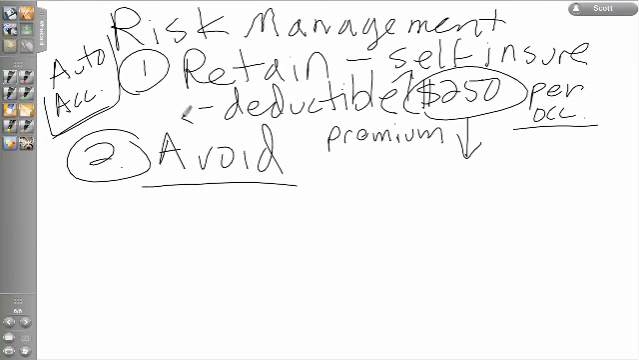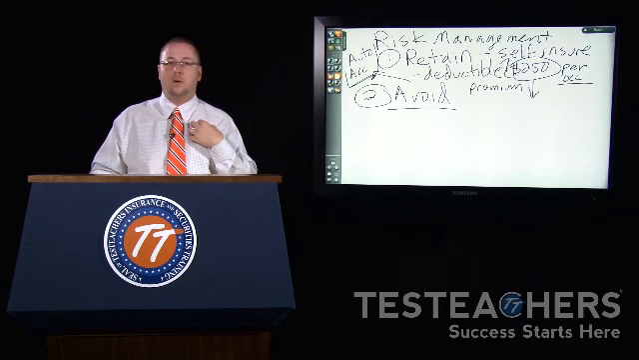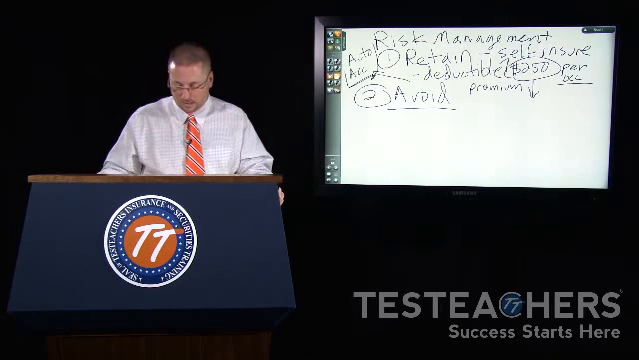If I want to totally avoid the risk of being involved in a car accident and having it be my fault, sell my car. I get one of those Razor scooters, and I'm going to ride my Razor scooter to work. That's avoiding the risk, and that's a choice that I have. So that's another risk management technique.